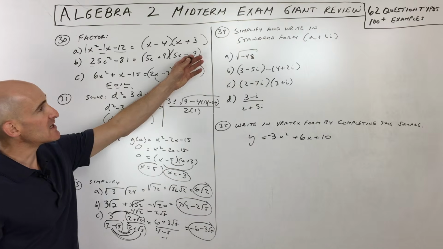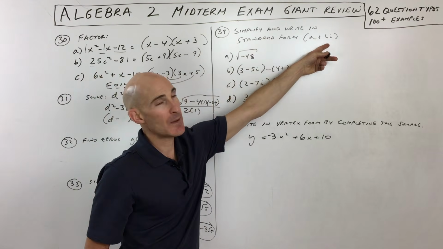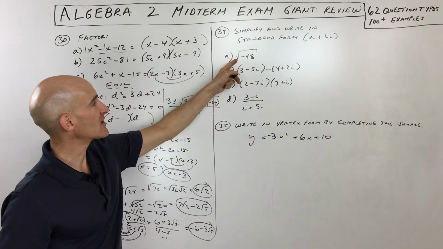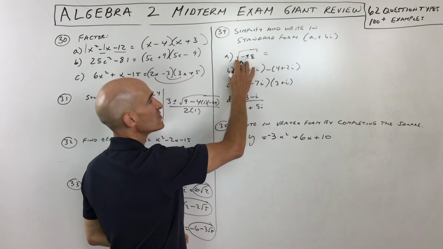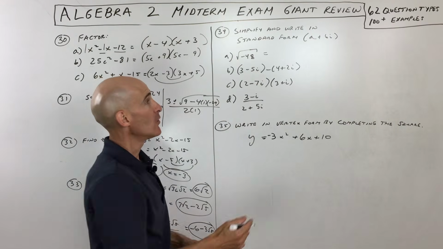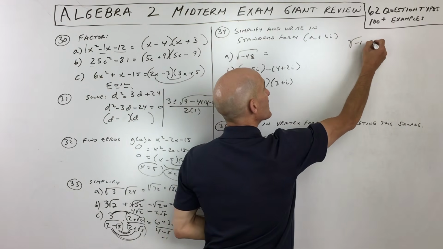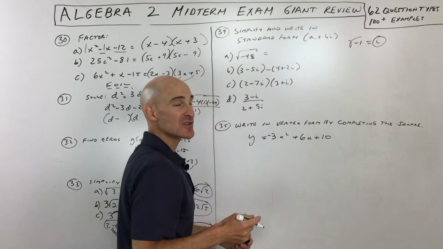Number 34, it says simplify and write in standard form, a plus bi form. That's the standard form of a complex number. So we've got some more examples of radicals here, but you can see when you take the square root of a negative number, what do you get? Well, remember, this is very important. Square root of negative 1, we use the letter i to represent the square root of negative 1.